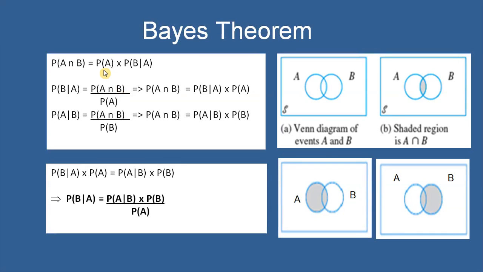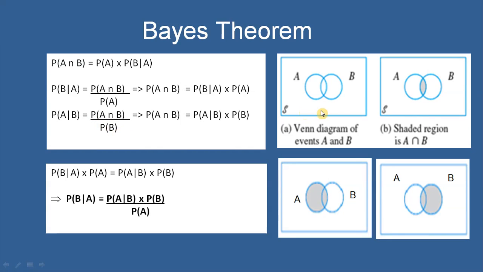Bayes theorem. From the conditional probability, we know that P of A intersection B equals P of A multiplied by P of B given A. From this we can get P of B given A equals P of A intersection B by P of A. Similarly, P of A given B equals P of A intersection B by P of B.